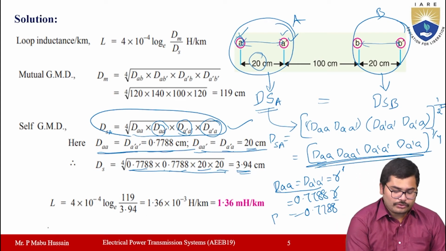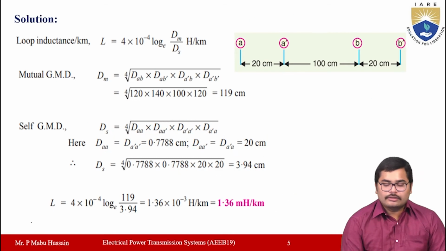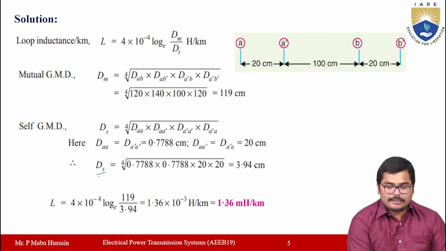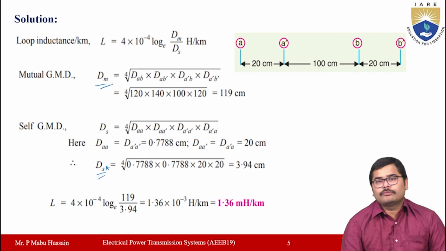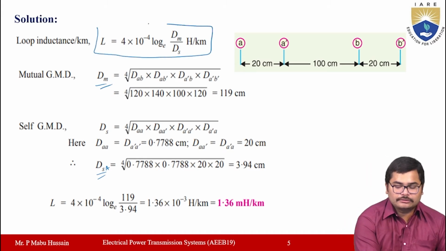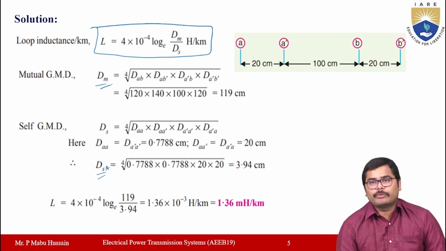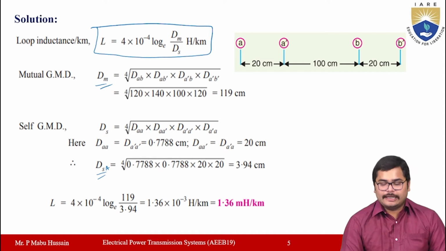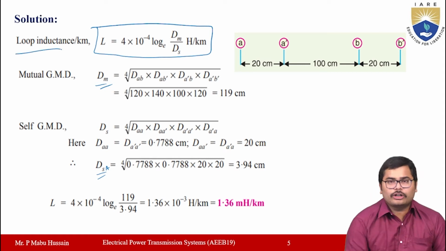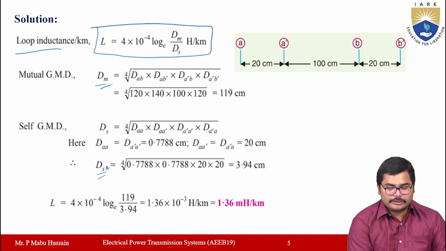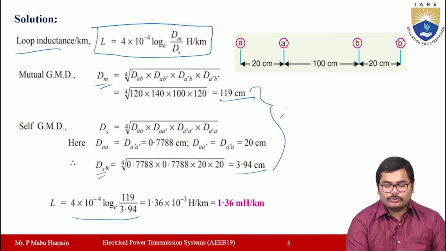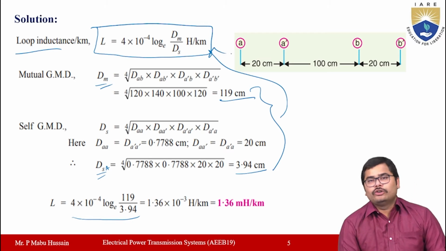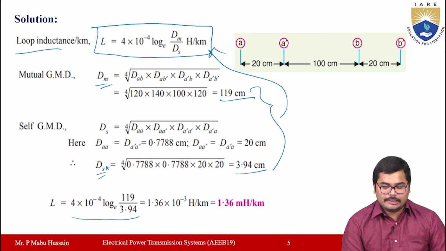Now you got the self GMD, DSA, as well as the mutual GMD, DM. According to the first equation, L is equal to 4 into 10 power minus 4 ln DM by DS, which is in henries per kilometer. You can calculate the total loop inductance per kilometer. You substitute the DM and DS in this equation, so that you get the total loop inductance for this transmission line system.